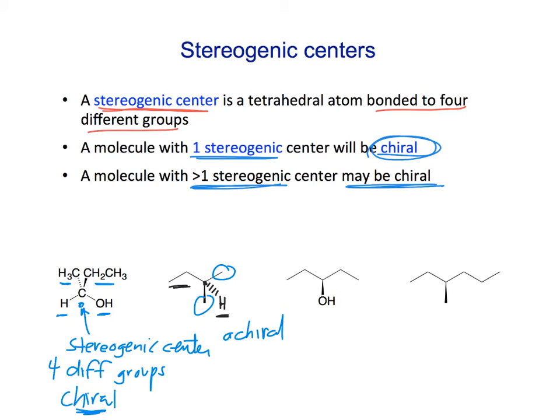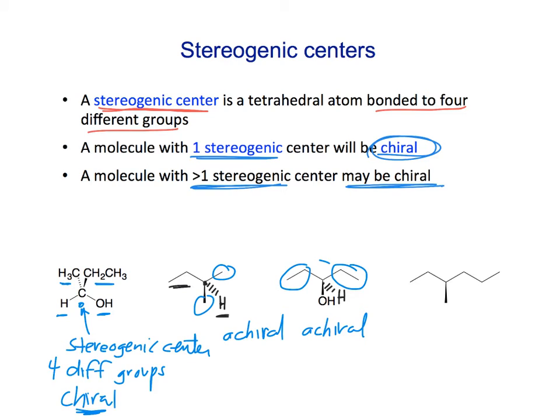All right, again, let's draw in the missing hydrogen. Here's a missing hydrogen going back. Does that carbon have 4 different groups? Well, no, because we have 2 ethyl groups. These are both the same. So again, this is achiral.